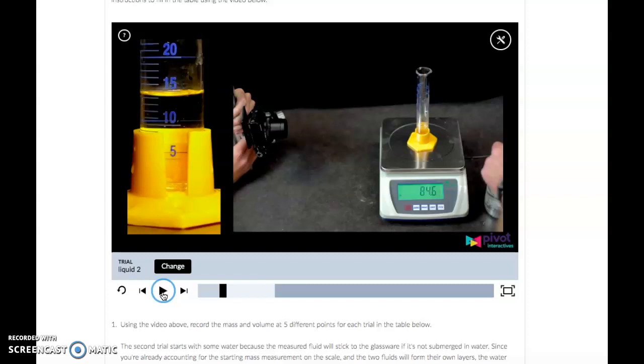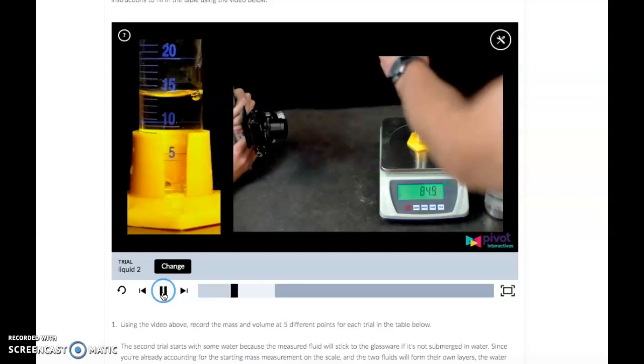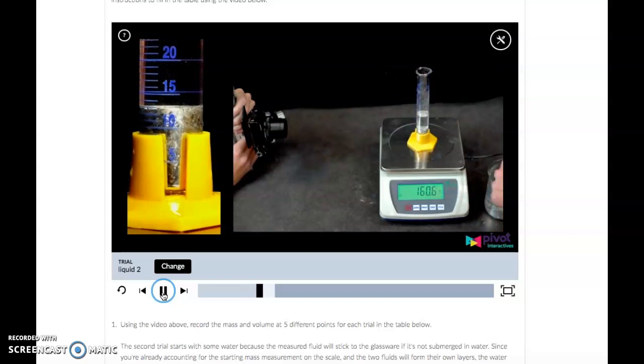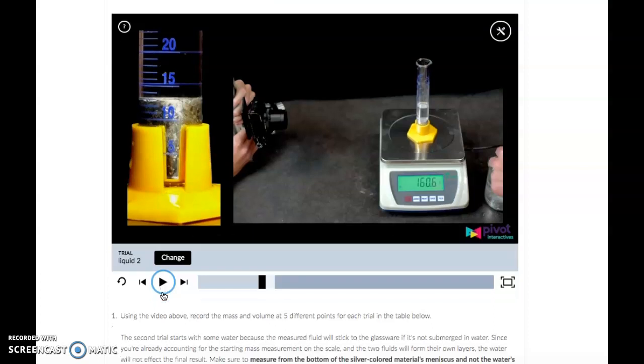Also notice there's water in here. We are not talking about the water, as you will read. They include water because the unknown substance they pour in would stick to the glass if they did not have water. You can see the substance as they pour it in here. This unknown liquid, it's the silver. So record the volume of the silver liquid in that graduated cylinder.